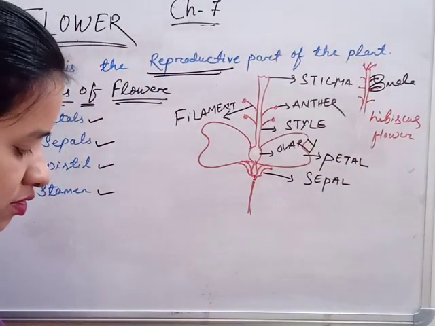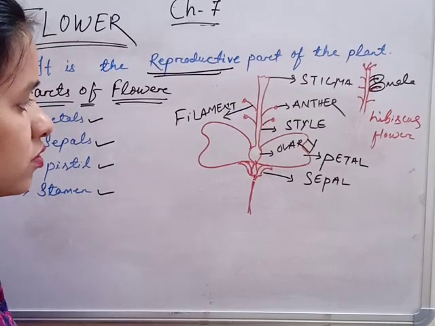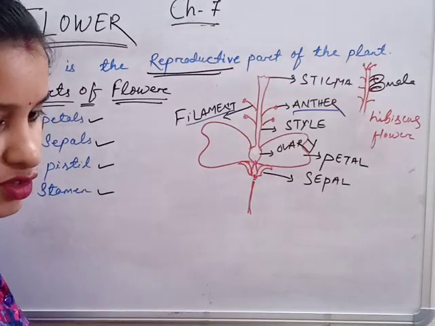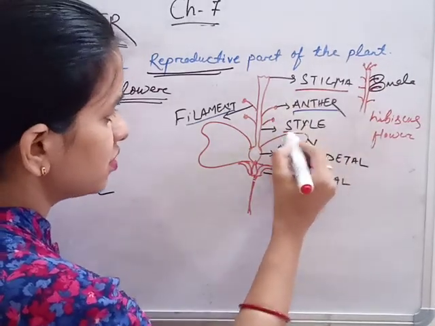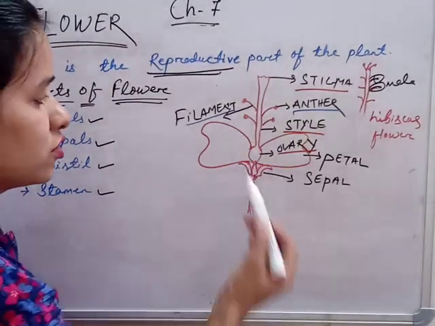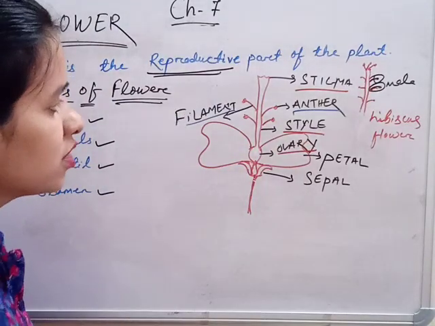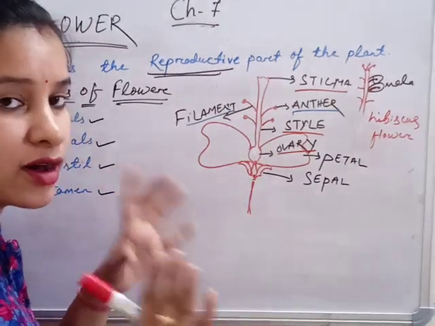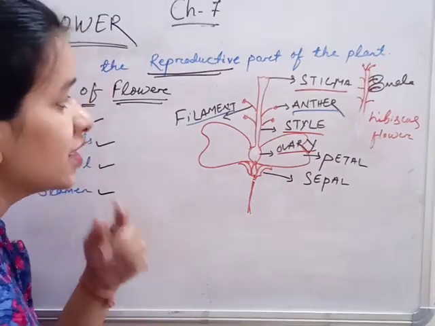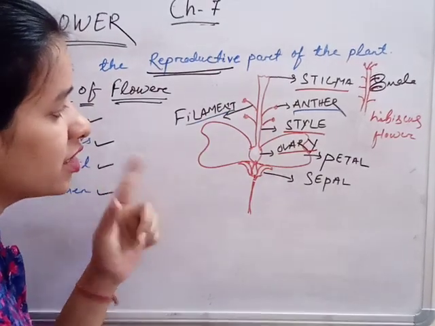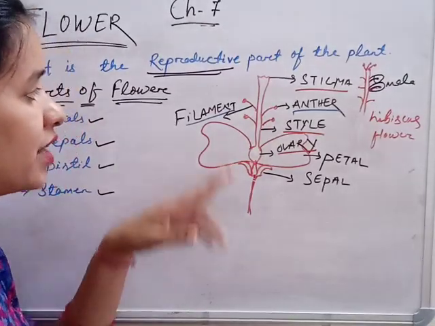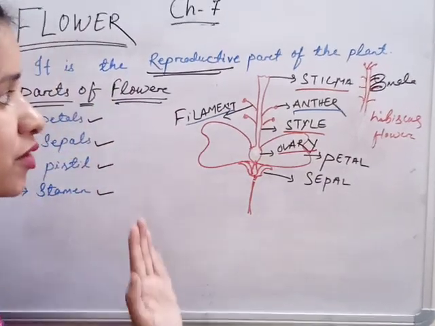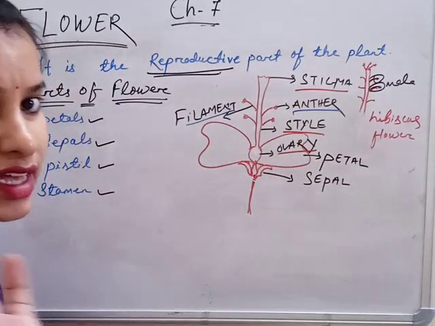So anther and filament are your male part. Stigma, style, ovary are your female part. So these are the complete parts of the flower. Petals are the prominent open part of the flower. Sepal is the protection for the flower in the bud stage, a leaf-like structure. Stigma, style, and ovary are the female parts, called the pistil. And anther and filament are the male parts, called the stamen. So this is all about the flower parts and their functions.